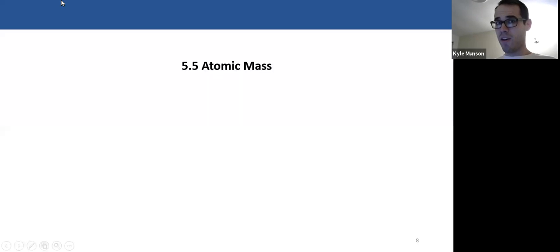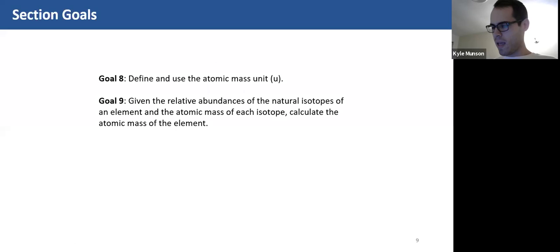All right, so we're going to be talking about atomic mass now. We want to be able to define and use atomic mass units. And then if we're given the relative abundances of natural isotopes of an element, we want to be able to calculate the atomic mass of the element.